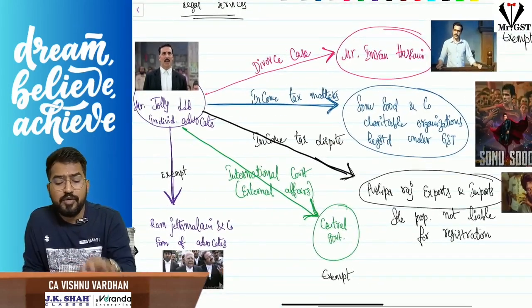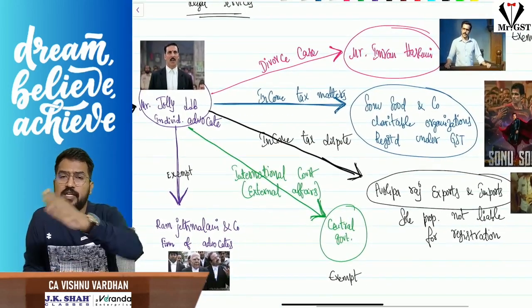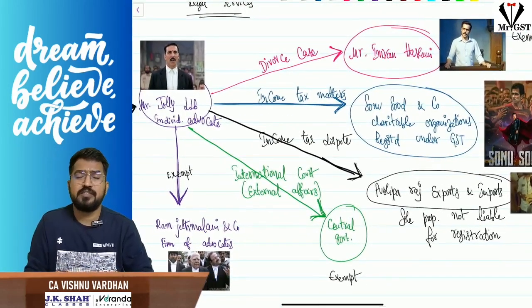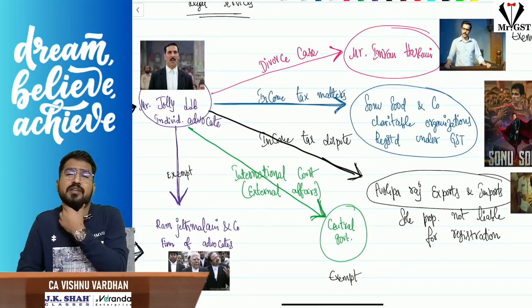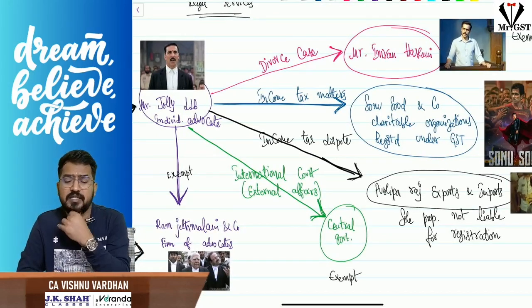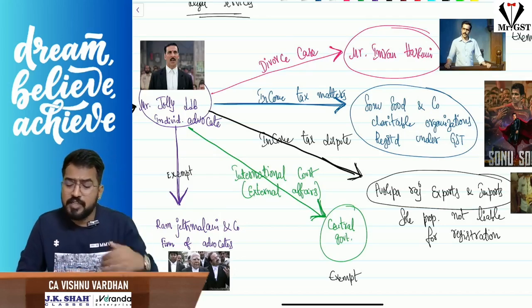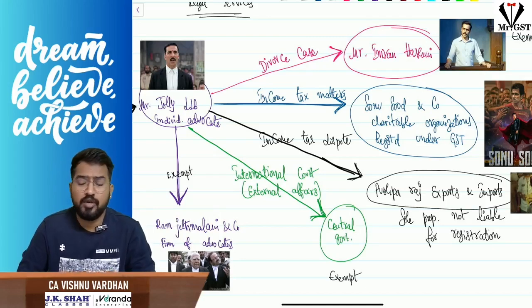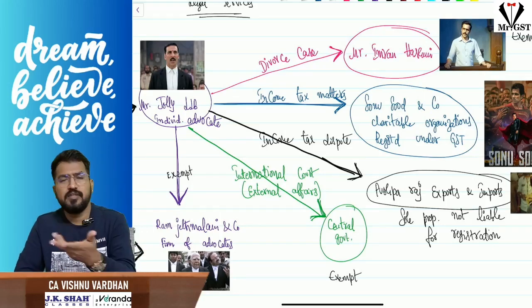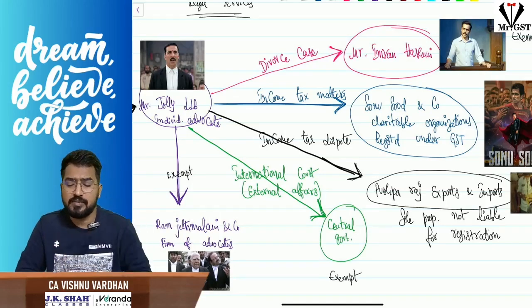Okay, now coming to outsiders. Jolly LLB, the advocate, is giving some legal services regarding divorce case to Mr. Imran Hashmi, not a person other than business entity. So exempt under GST. He is providing some legal services with respect to income tax matters for Sonu Sudan Co, charitable organization registered under GST. So yes, not a small business entity, taxable.